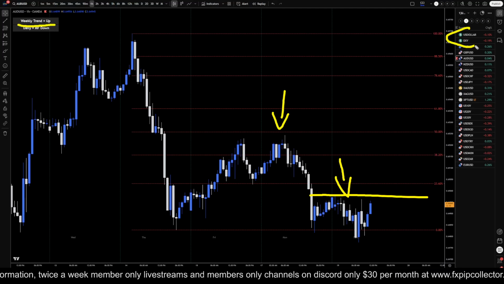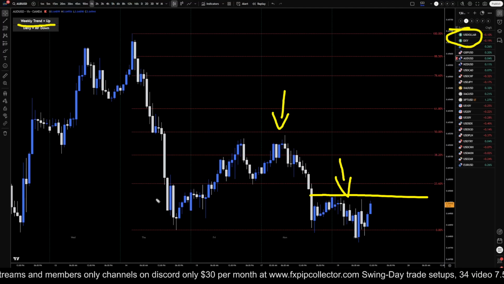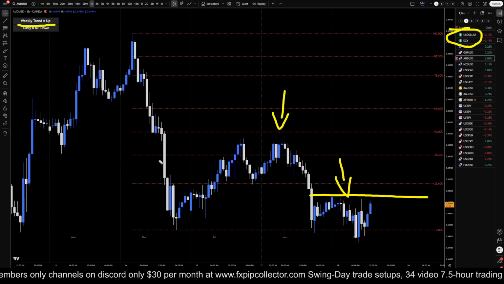The US dollar trend is definitely still down, and as always, the trend is normally your friend, and you're way better off trading in the direction of the higher time frame trends.